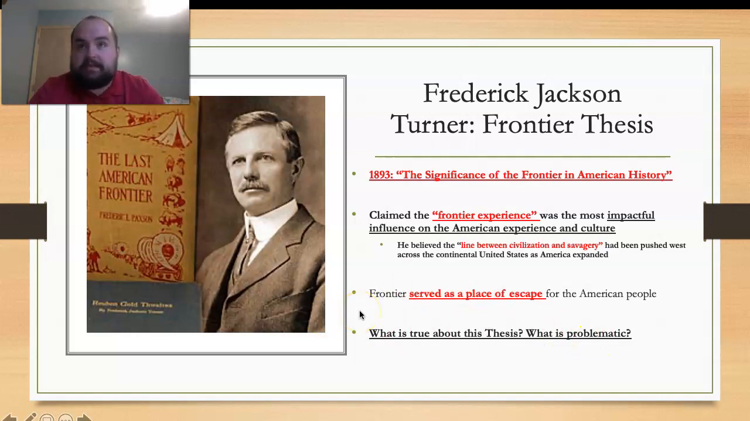Now, since obviously I can't actually talk to you face to face right now, I do want you to think about a few things in regards to this thesis. What are some of the true things that Turner does bring up in this thesis? Is there anything true to it? Imaginary pauses again, my favorite part of the lesson.